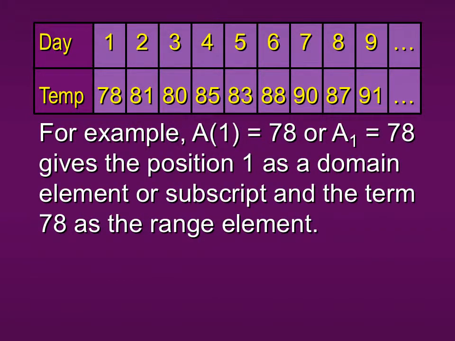So for example, A of 1 is 78, or A sub 1 is 78. In both ways to write that, you're talking about position 1. In the first example, position 1 is listed as the domain, where the x usually goes, right? And the second way we wrote it, the position 1 was a subscript, okay? And the actual term is the range element, the 78. So the term is 78.